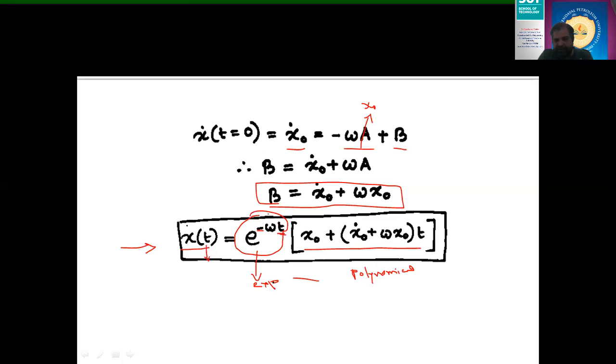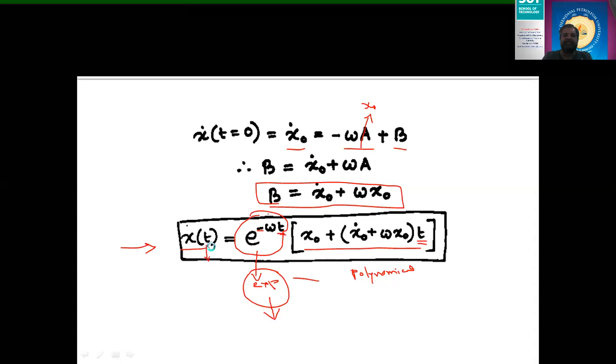Now in the polynomial term, as the value of t increases, my amplitude should increase. But which has more weightage? Of course, the exponential term should have more weightage than the polynomial term. So basically this particular term is going to govern, if I summarize these two together.